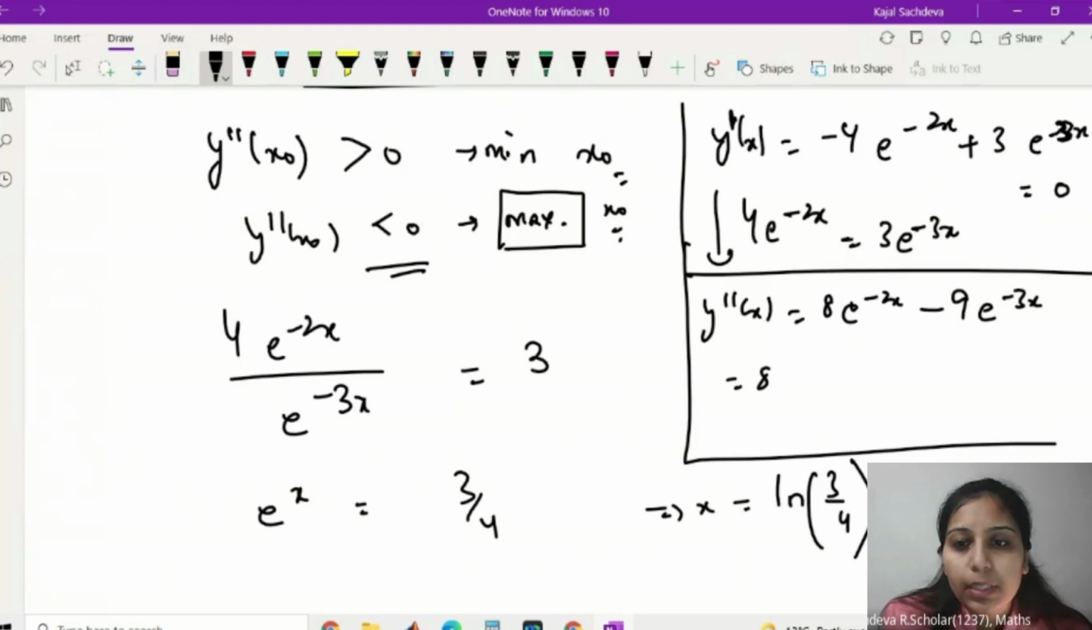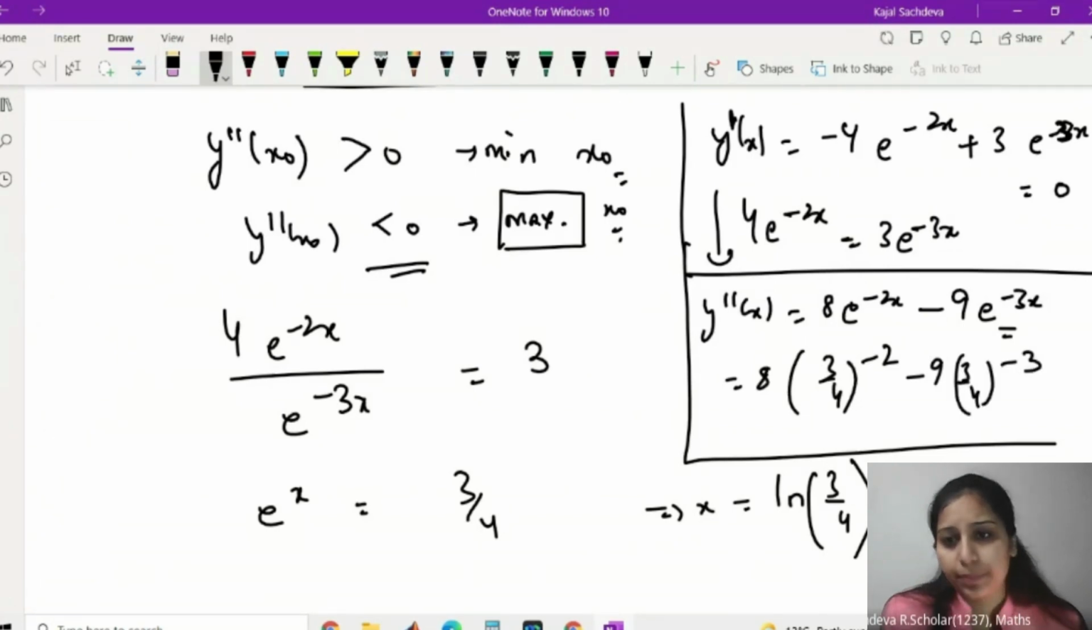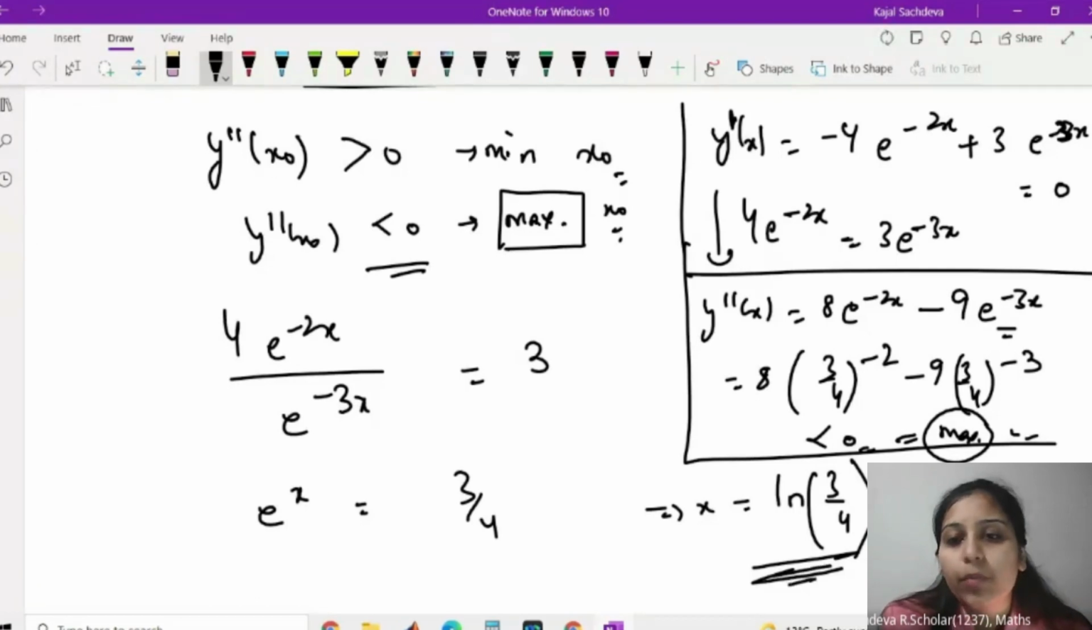It will become 8 into e raised to power x, which is 3 by 4, raised to power minus 2, and e raised to power x, which is 3 by 4, raised to power minus 3. So solve this, we will get negative. You can easily solve this. Just the reciprocal of this, we get 8 into 16 by 9 and here 4 cube is 64 upon 27. Just multiplying, we will get all over negative. Just calculate. So this is the point of maximum value. So at this point, we get the maximum value.